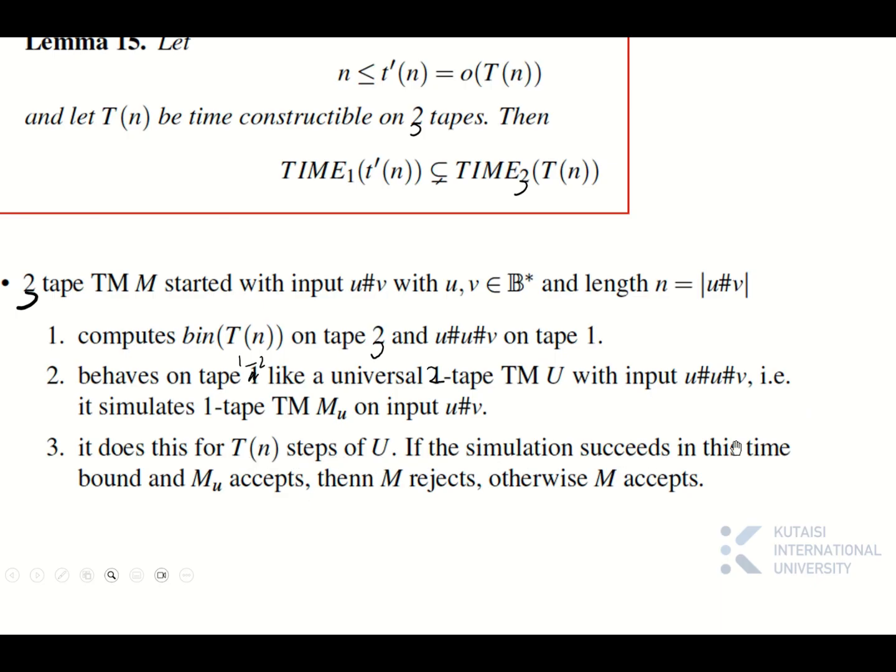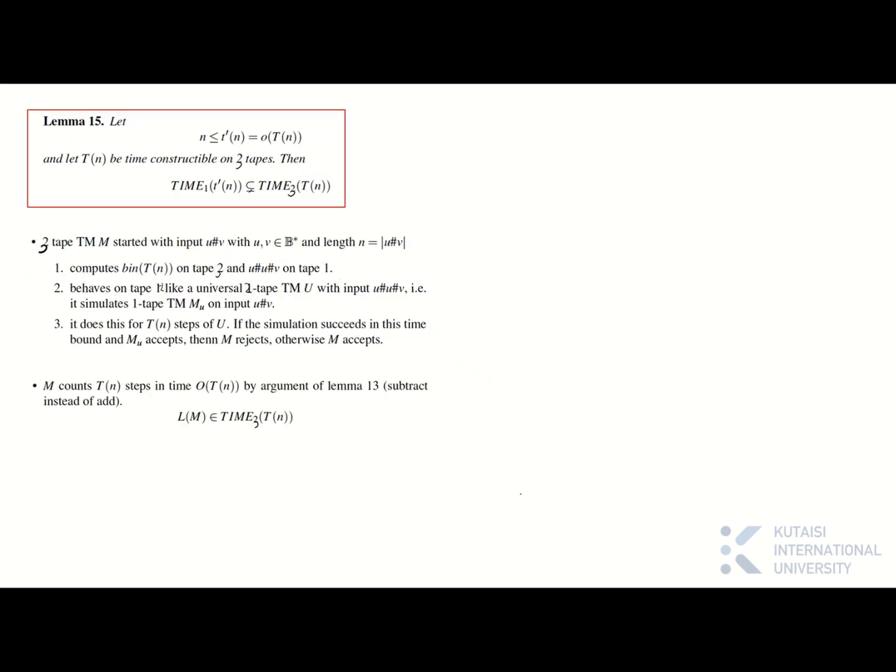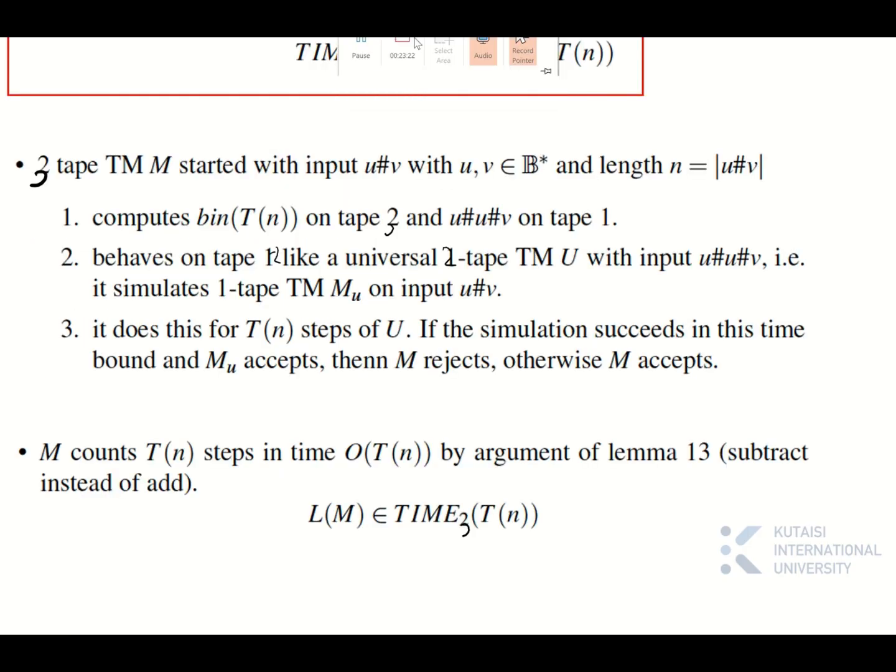If the simulation succeeds within the time bound Tn and MU accepts, then I reject. Otherwise I accept. Let me pause this and explain. Again, if MU accepts within Tn steps, I reject. Otherwise, meaning MU rejects or MU exceeds the time bound Tn, I accept.